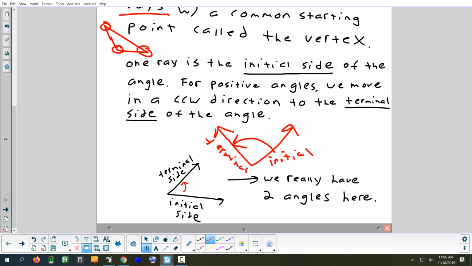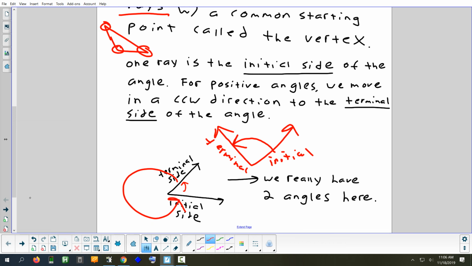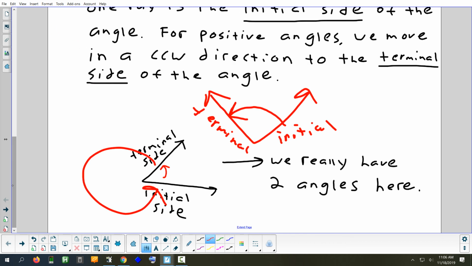Now, I wrote we really have two angles here because you have the one inside and the one outside. This is the one outside. Most of the time, we're talking about the angle between the rays. Okay? In other words, the angle that is less than 180. Okay? Not the angle that's on the outside. Okay. So any question on how to figure out for an angle which side is initial and which side is terminal?